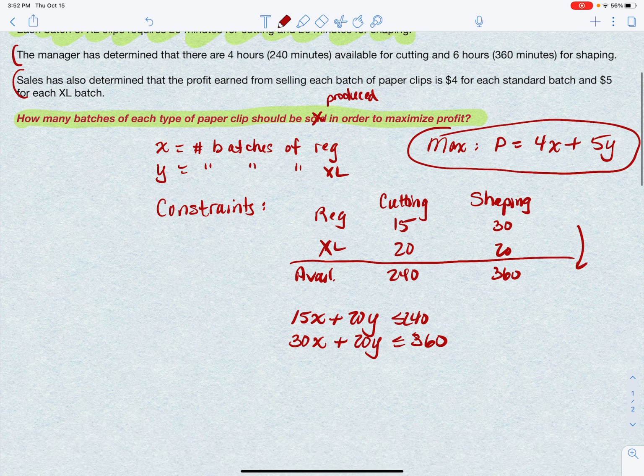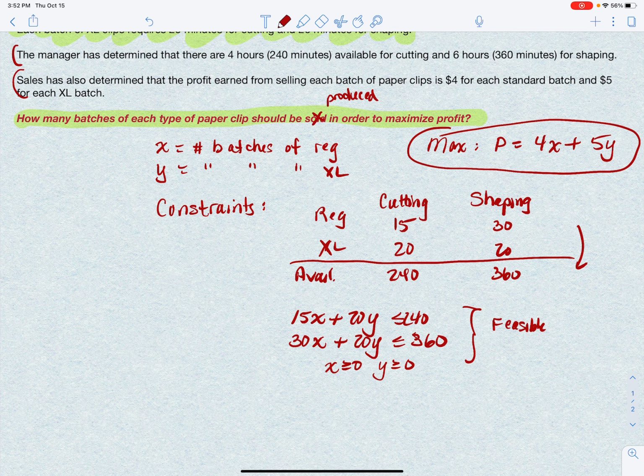Now, another natural constraint that occurs is that I can't produce negative quantities. So I'm also going to say that x is greater than or equal to 0 and y is greater than or equal to 0. So great, there's my feasible region. This is going to tell me where all my possible solutions come from.